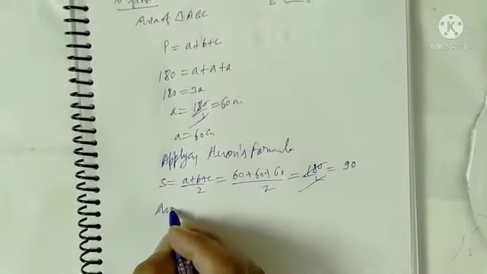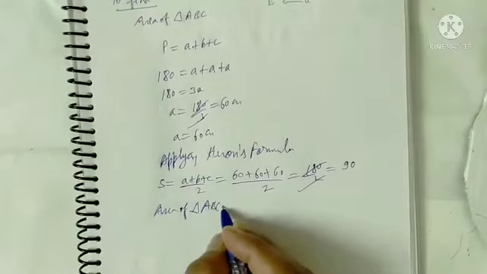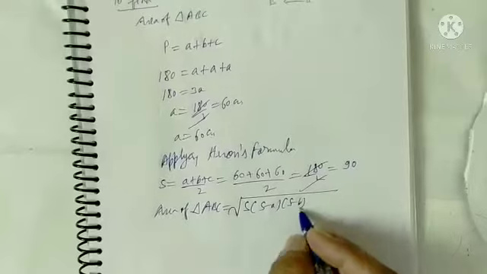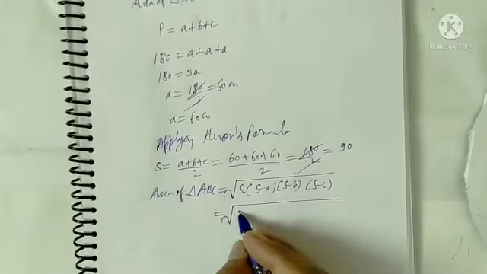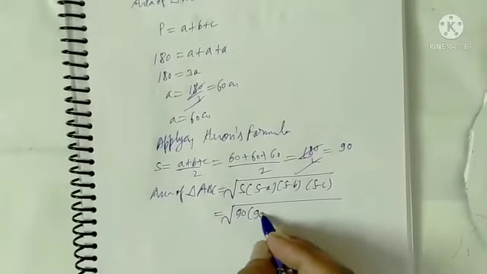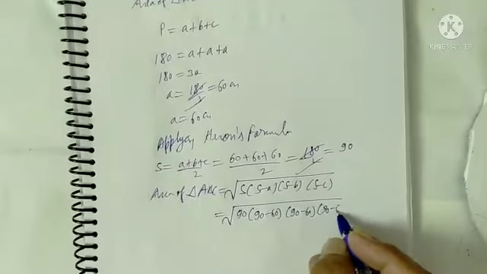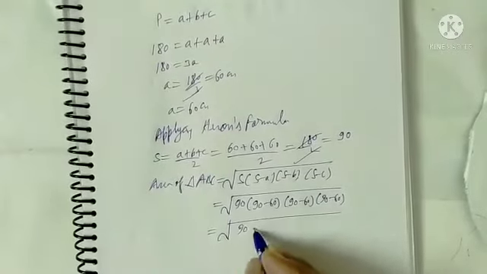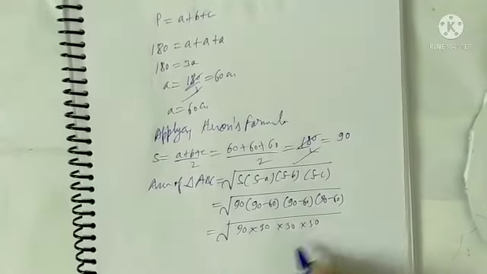Now take out the area. The area of triangle ABC is equal to under root S into S minus A, S minus B, and S minus C. Now the value of S is 90. S minus A means 90 minus 60, S minus B again 90 minus 60, S minus C 90 minus 60. It means under root 90 into 30, 90 minus 60 again 30, and 90 minus 60 again 30.